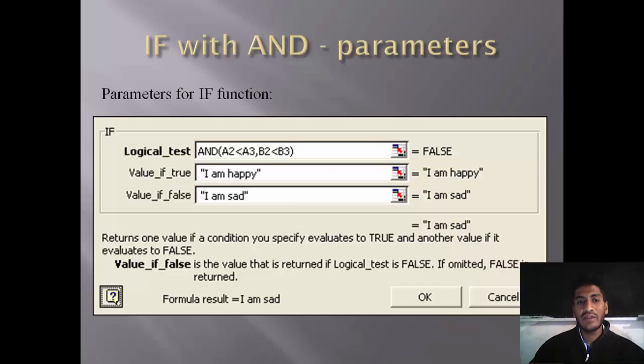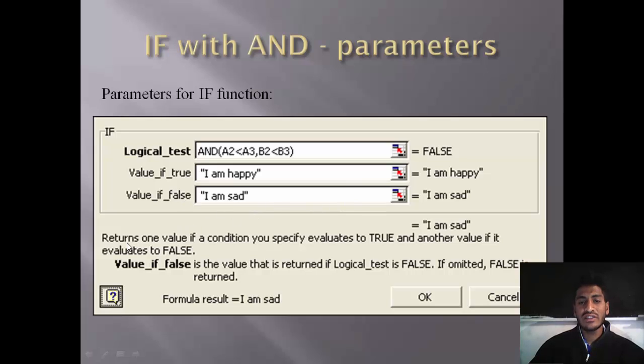IF and parameters. Parameters for the IF function. Logical test: AND(A2<A3, B2<B3) is equal to FALSE. Value if true: "I am happy". Value if false: "I am sad".